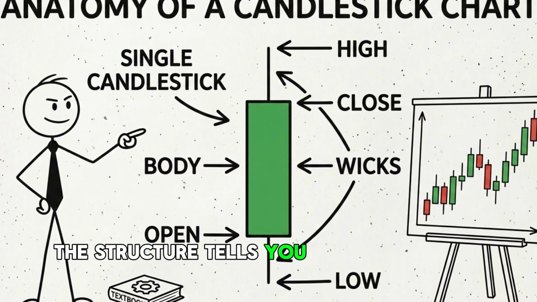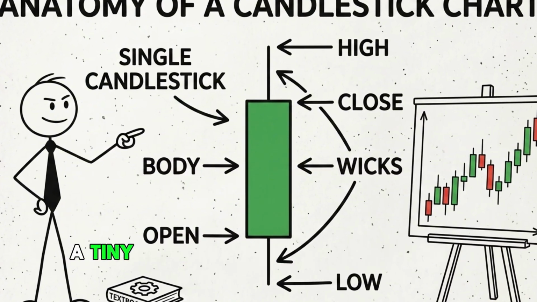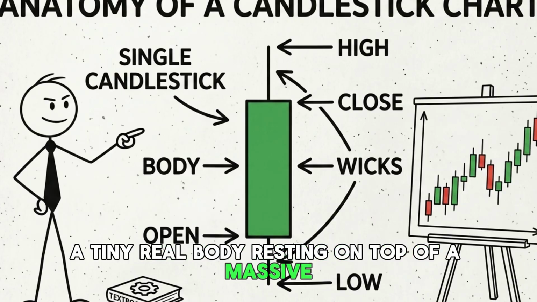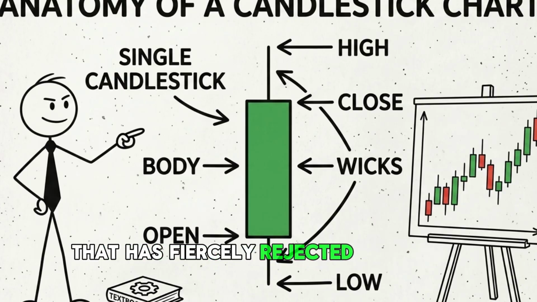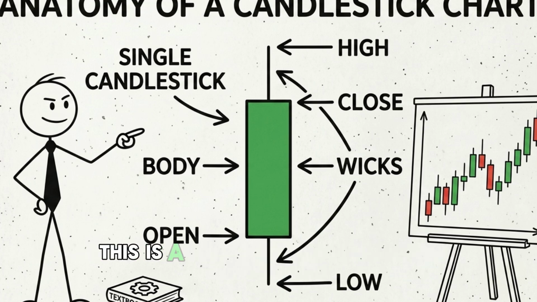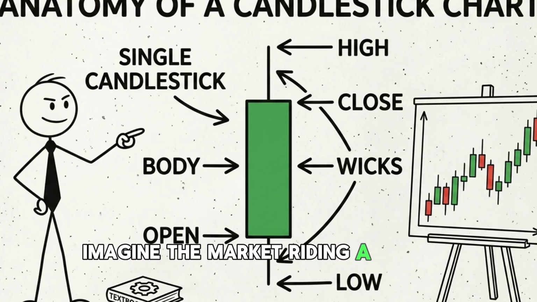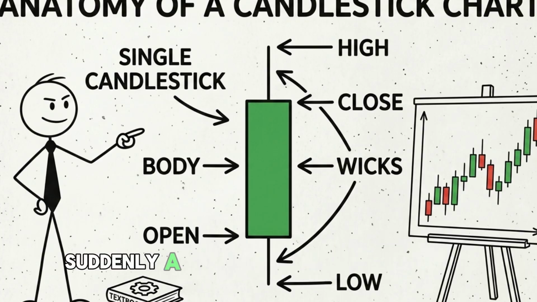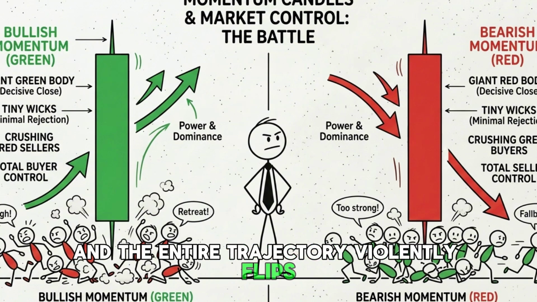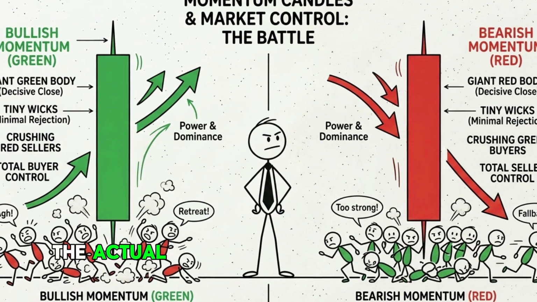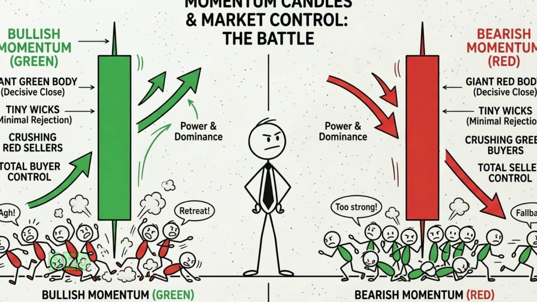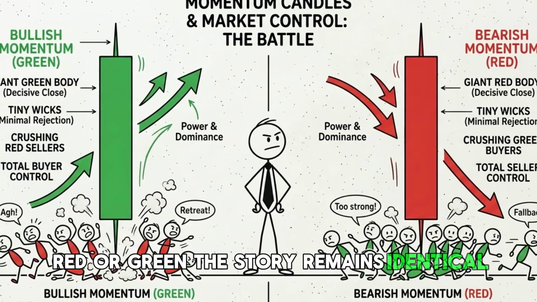The structure tells you everything you need to know. A tiny, real body resting on top of a massive, dramatic wick that has fiercely rejected a specific price zone. This is a classic trend reversal signature. Imagine the market riding a steady downward slide. Suddenly a long wick rejection prints, and the entire trajectory violently flips. In this scenario, the actual color of the candle doesn't matter. Red or green, the story remains identical.